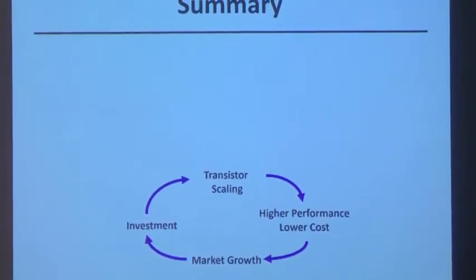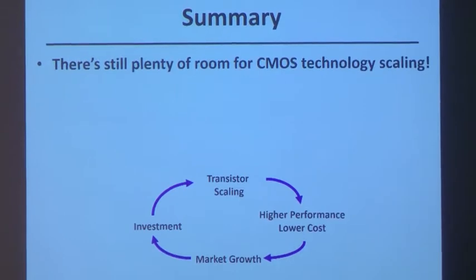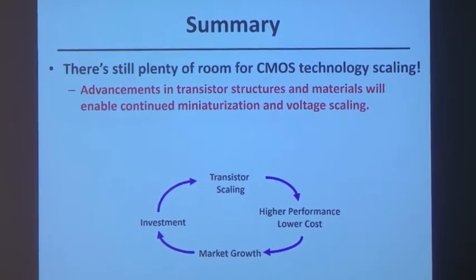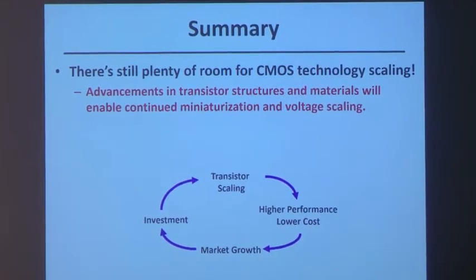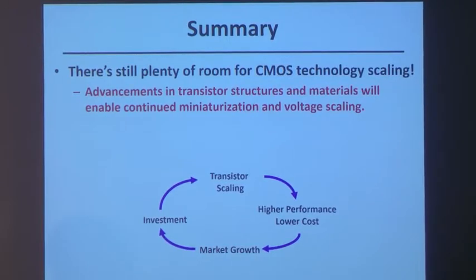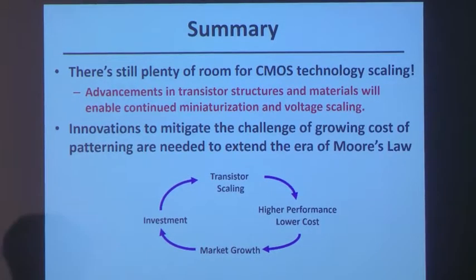And so I'll just summarize here that, yes, this virtuous cycle will continue. There's still plenty of room if we continue to advance transistor structures, and new materials can enable that. But I think we'll need more and more innovations in the process, the integrated process technology, to really lower the cost of manufacturing in order to extend the era of Moore's law. So bottom line is, this cycle will continue, but just different things will be driving it, not necessarily transistor scaling.